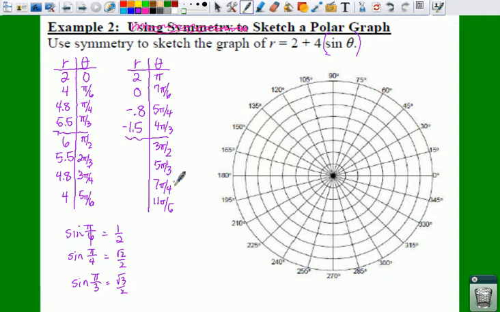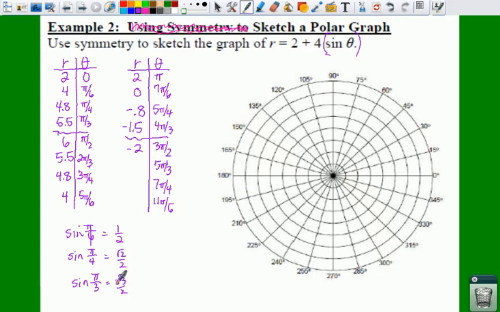Yay! 3 pi over 2. Sine is negative 1. So negative 1 times 4 is negative 4. 2 minus 4 is negative 2. So we're going to go in the 3 pi over 2 direction, a negative 2. Oh, that means we're actually going pi over 2.